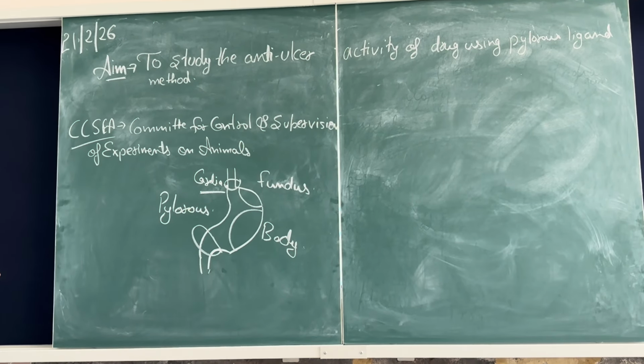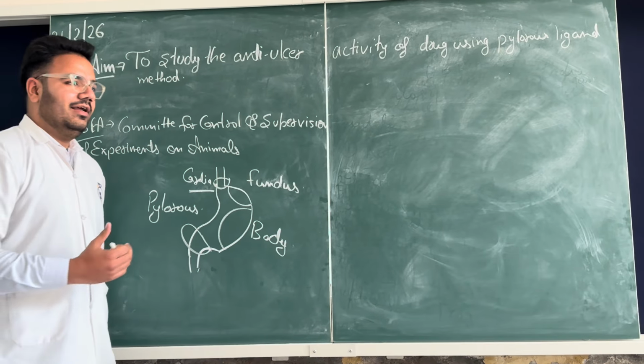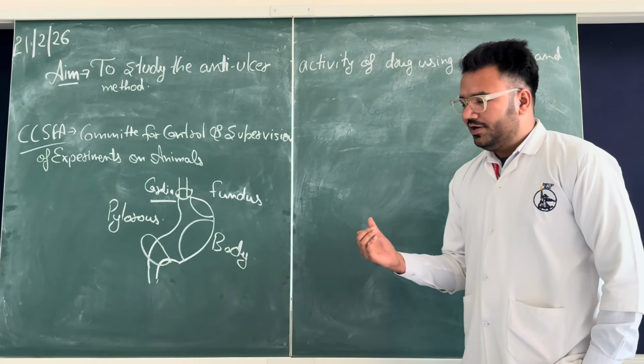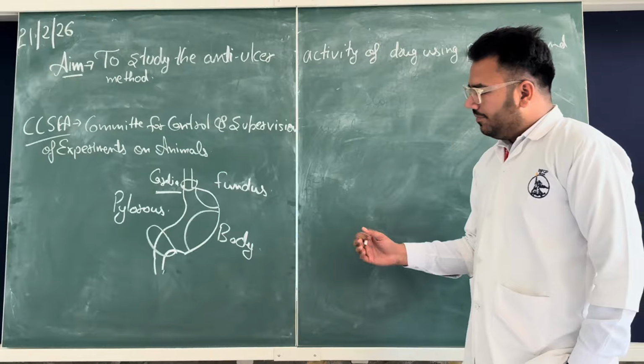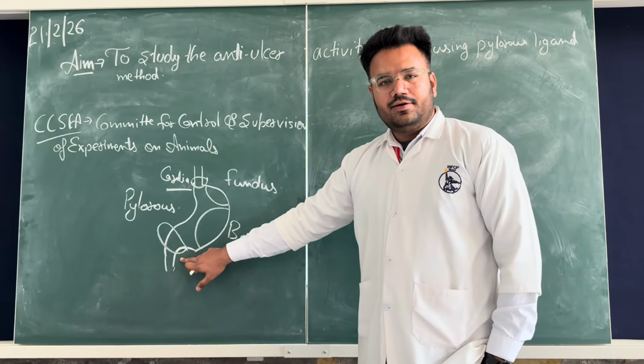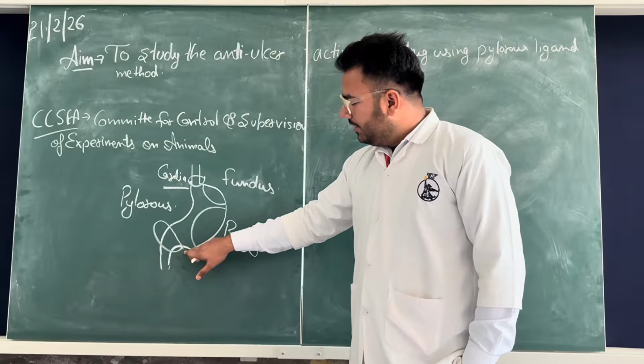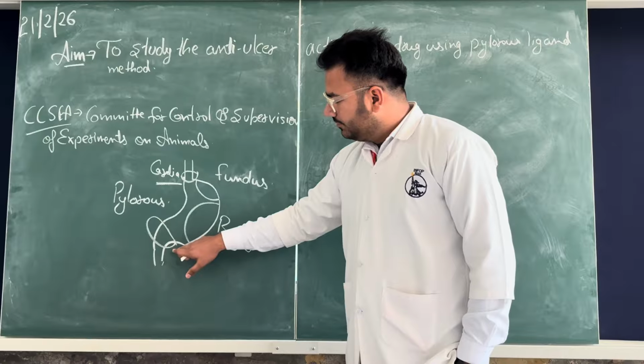So in this experiment, we study the anti-ulcer activity of a drug. We will ligate the pylorus part of the rat. In this, we are using the animal known as the rat. We will ligate the pylorus part of the stomach.